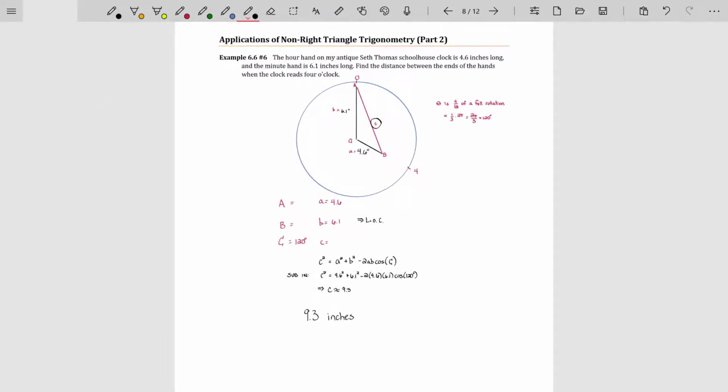And by the way, you probably have noticed this is applications of non-right triangle trigonometry part 2. Part 1 focused on the law of sines, so this one is focusing on the law of cosines.